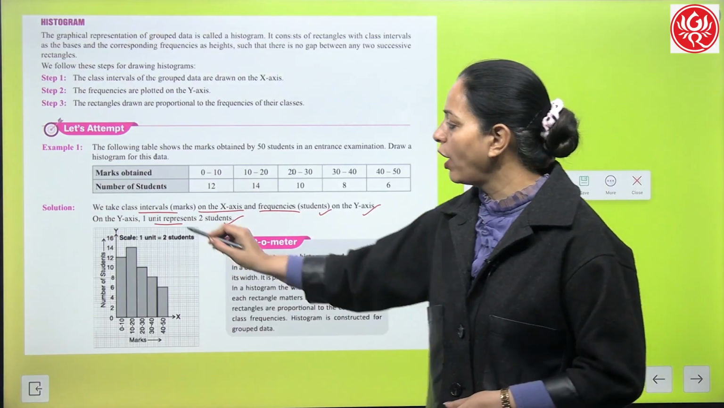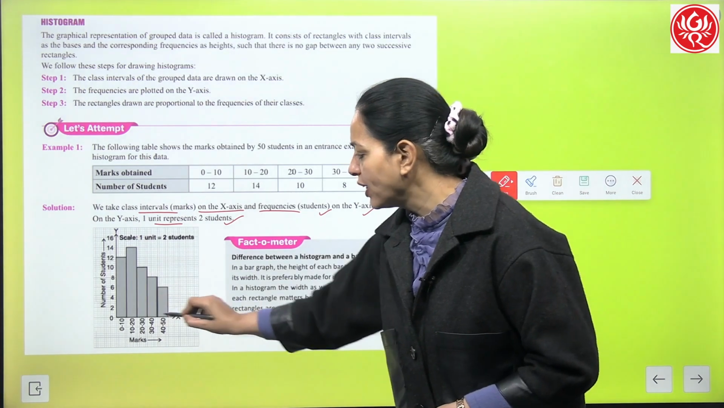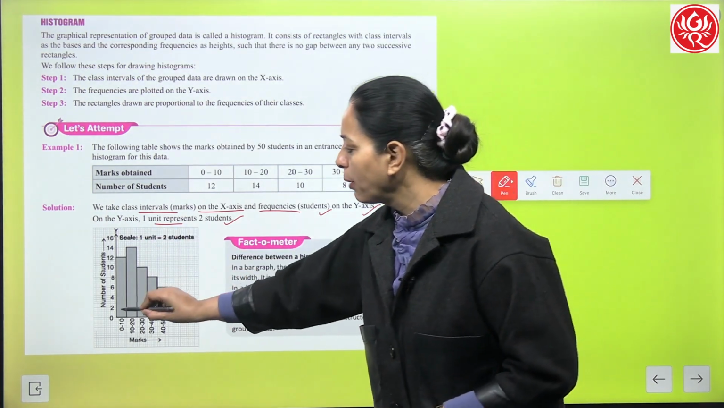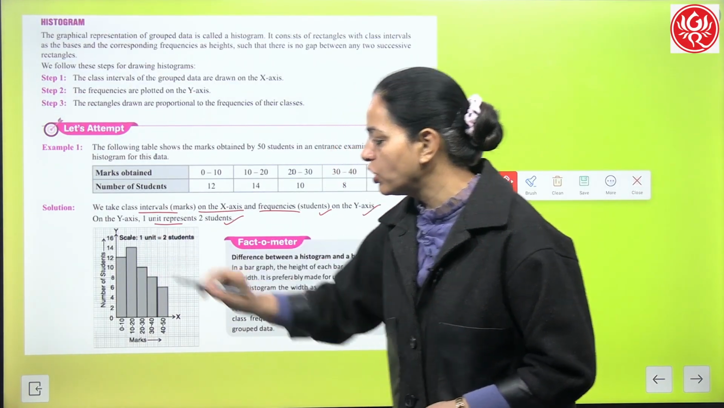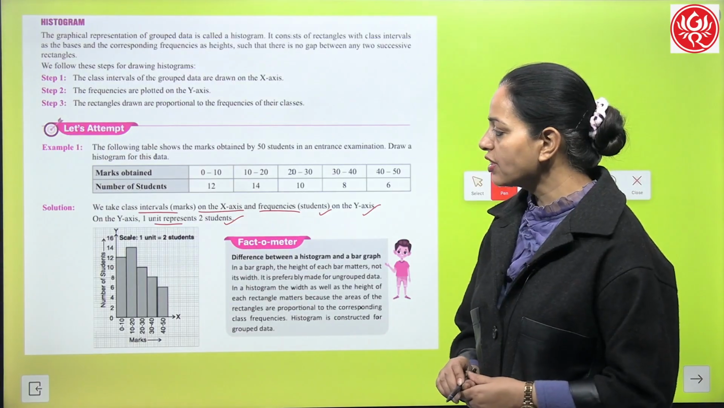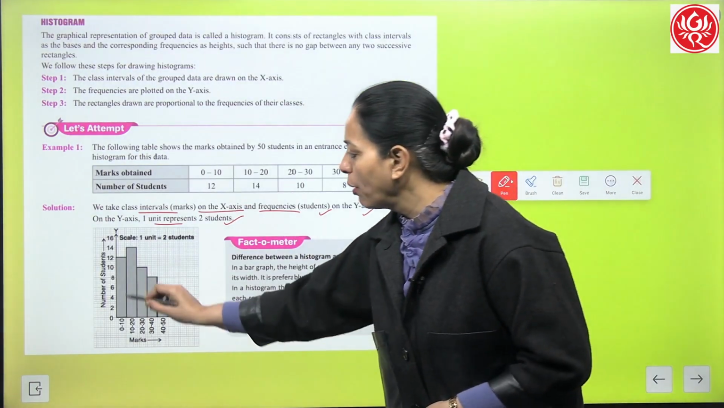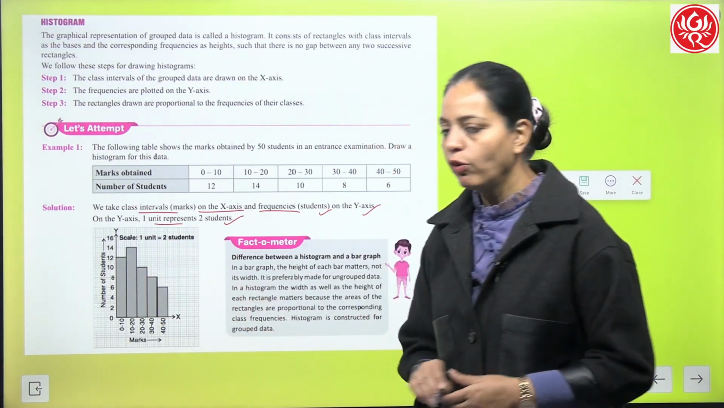So we can take 1 unit represents 2 students. Now draw 2 axes, x-axis, y-axis, right? Here we will do the numbering: 2, 4, 6, 8, 10, 12, 14, right? Now the first is 0 to 10 and height is 12. So draw a bar, draw a rectangle of height 12 over here.